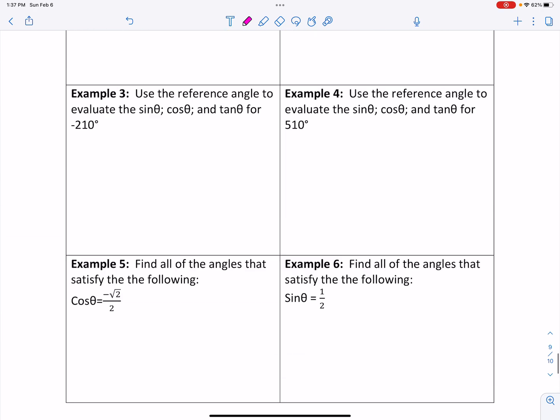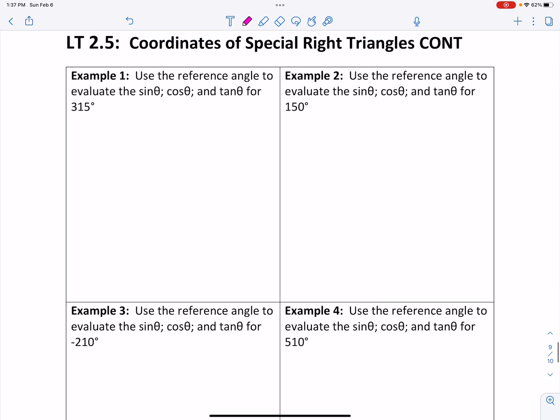All right, the last thing you're going to have to do is be able to do these without a calculator. Please, please, please understand, this is no calculator. This is the no calculator part of the test.